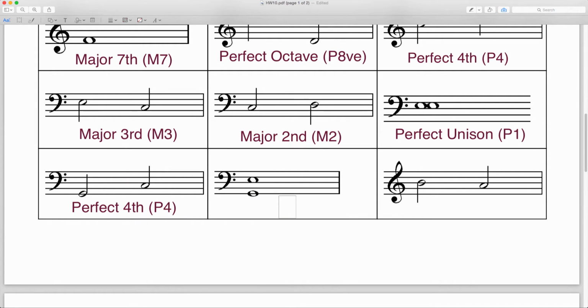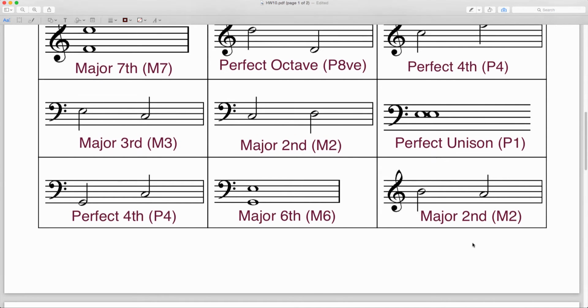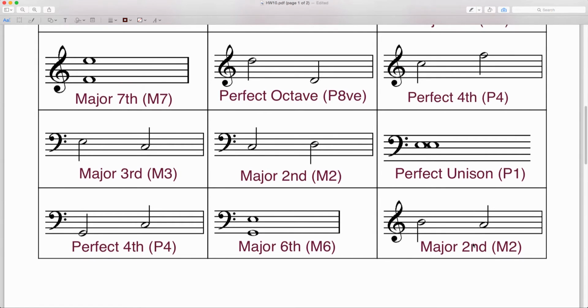Okay, last two. What else? Tatiana, what's this one? Major six. Okay, and then finally you've got this guy, which is a major second. So these are all the intervals that you need to write.